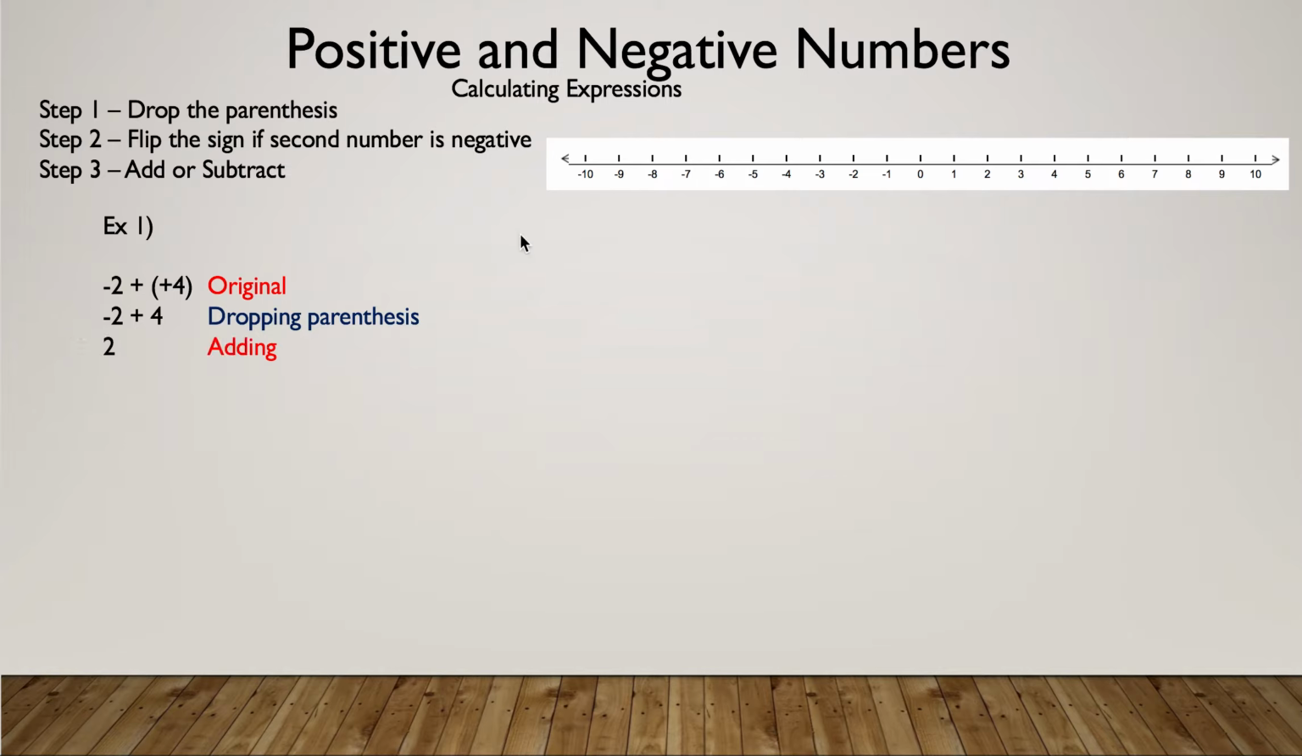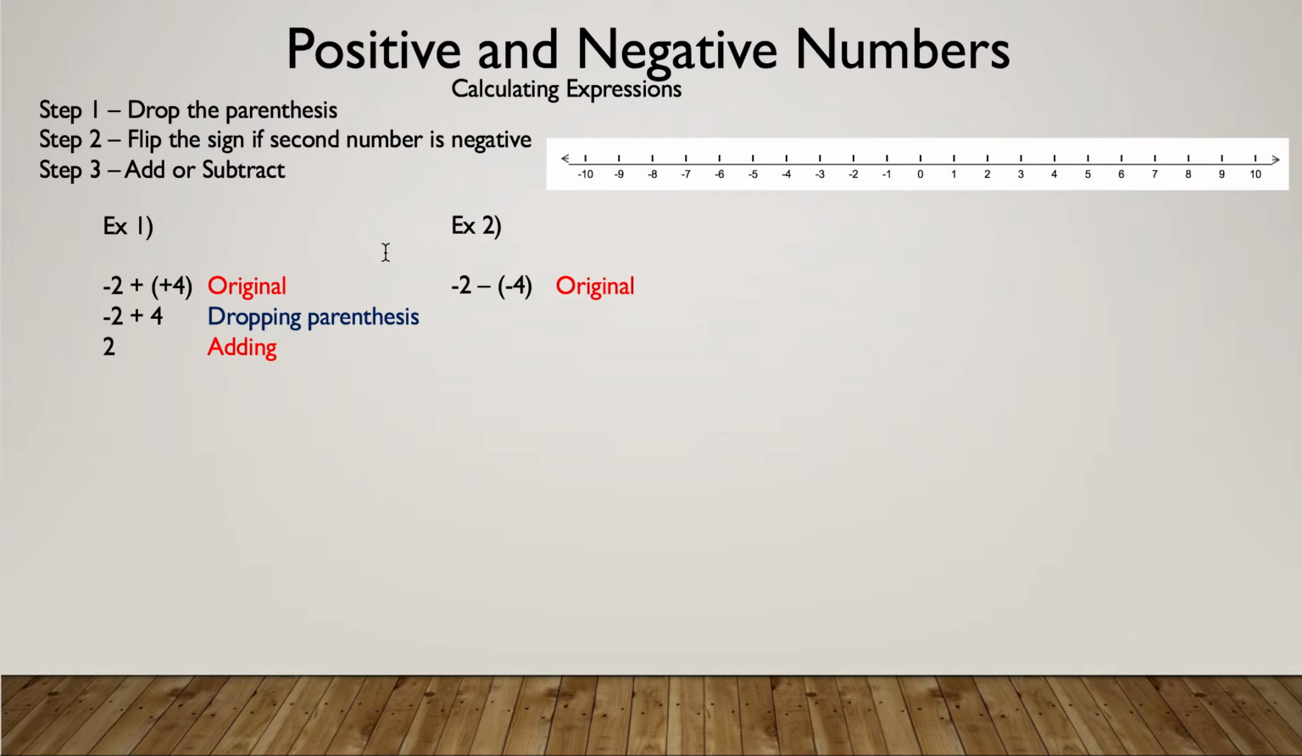Now let's check. Put my mouse on -2, and then we go to the right for 1, 2, 3, and 4, and we're at 2, so it's correct. Okay, so let's move on to example 2. We have -2 minus -4.